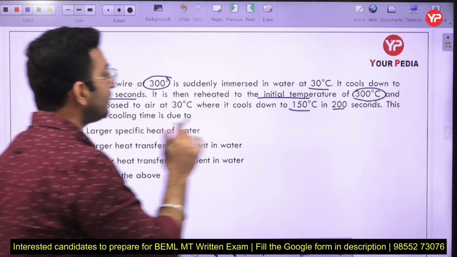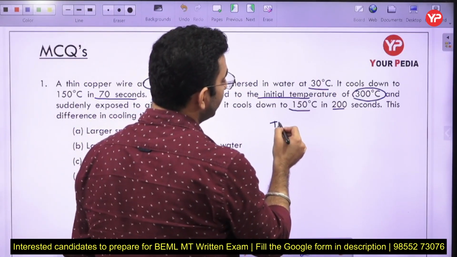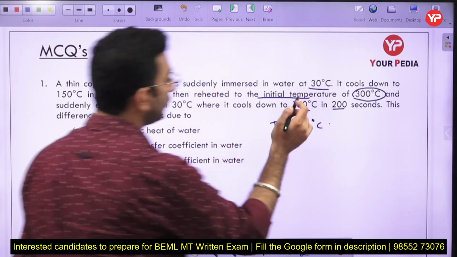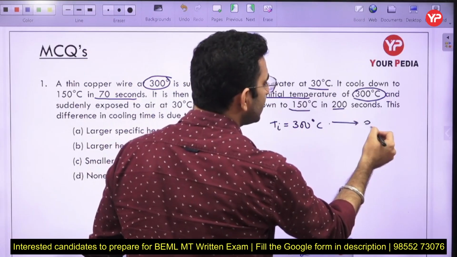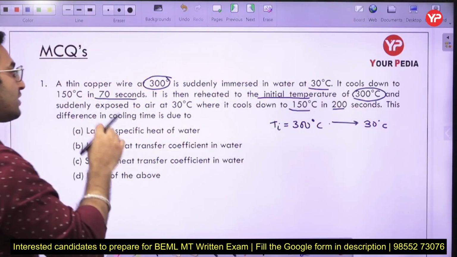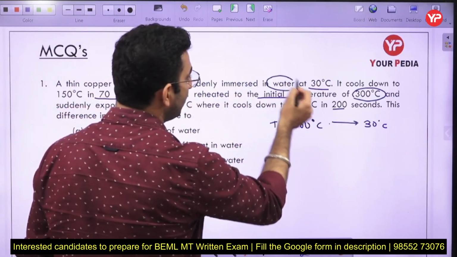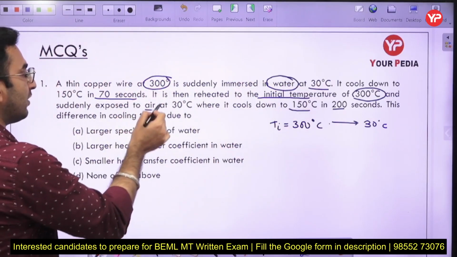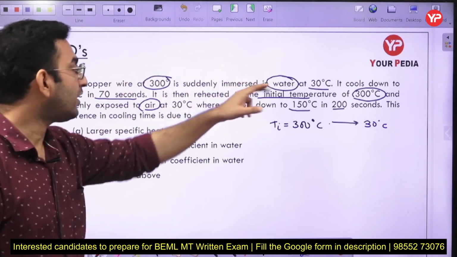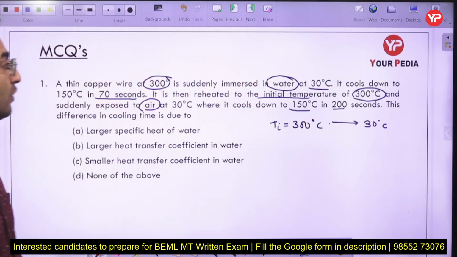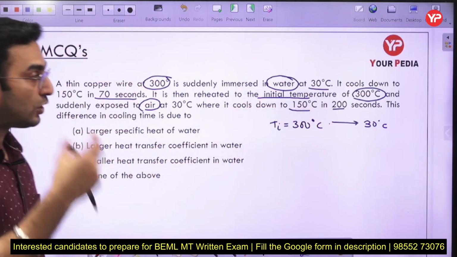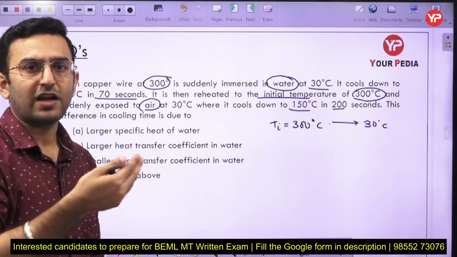First of all, the copper wire's initial temperature is 300 degrees Celsius, and in both cases you are cooling the rod from 300 down to 30 degrees Celsius. In the first case we use water to cool the rod, and in the second case we use air. Observe the data carefully: in case of water it takes 70 seconds, whereas in case of air it takes 200 seconds. That means the cooling rate is very slow in case of air, which is why it takes a large amount of time.